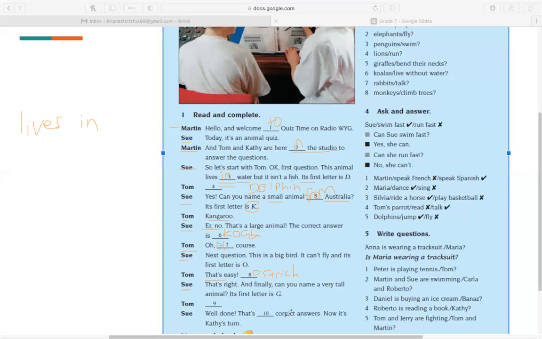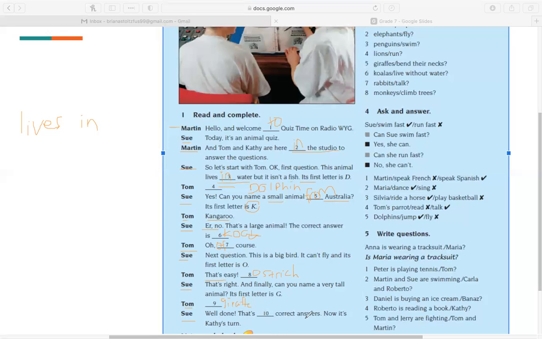And finally, can you name a very tall animal? Its first letter is G. What do you think Tom says? Giraffe. Giraffe is a very tall animal. Starts with the letter G. Sue says, well done. That's correct answers.